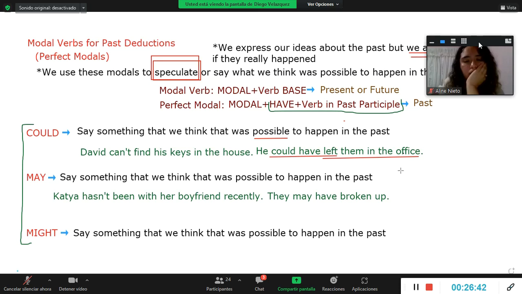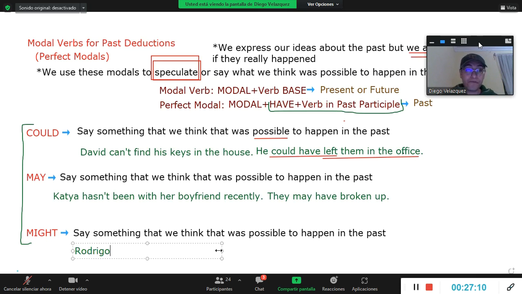Yes, teacher. Any question with this modal verb may or with the example or anything in general? No, teacher. Okay. And well, guys, we have the chance to do exactly the same with might. We speak of past possibilities. What's the thing in here, guys? It will be a similar thing. Maybe I will go now with Rodrigo.